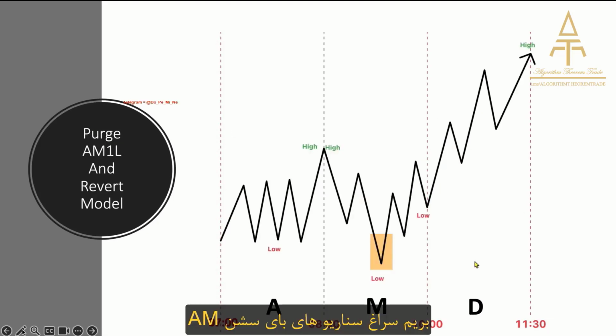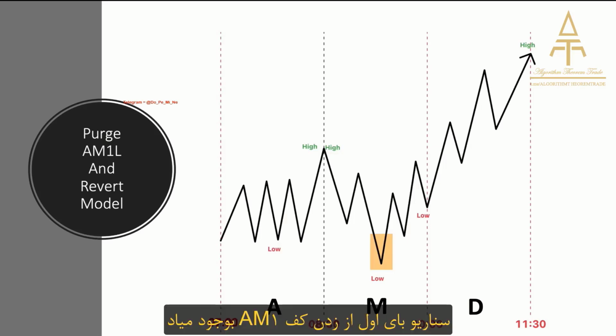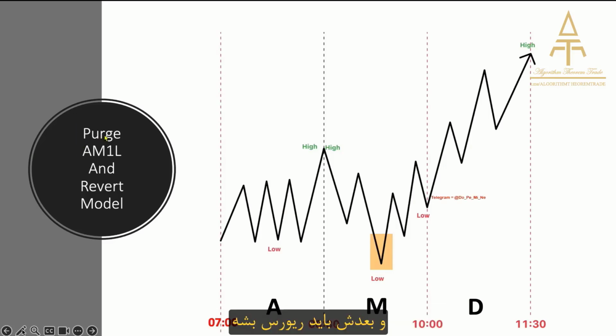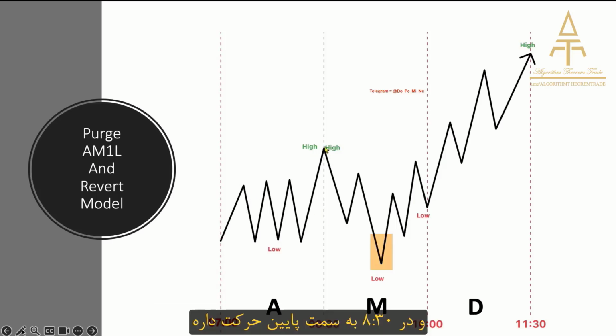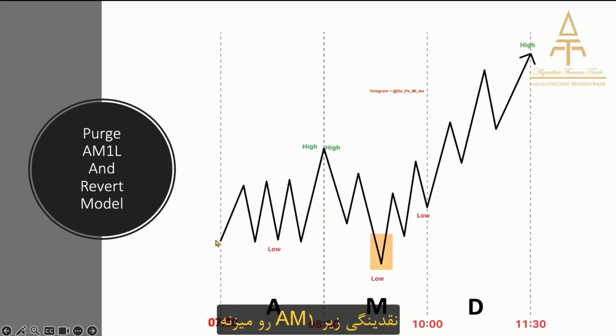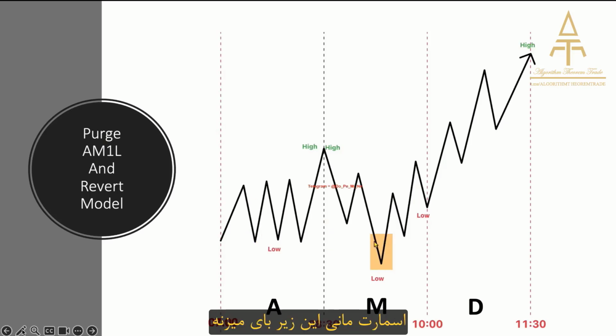Alright, so now we're going to take a look at the AM long scenarios. The first long scenario is a purge of the first AM cycle's low, and a revert should occur after that. This occurs when the first AM cycle has been a consolidation, when the market went sideways, then at 8:30 the market begins to run lower, purging sell side liquidity below 7 to 8:30, below that first AM cycle. Smart money buys down here.